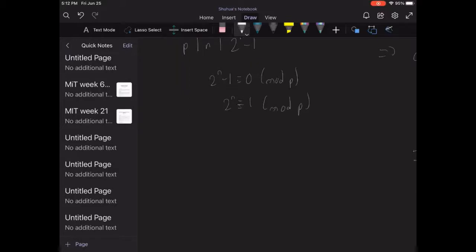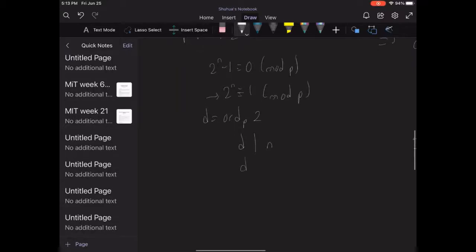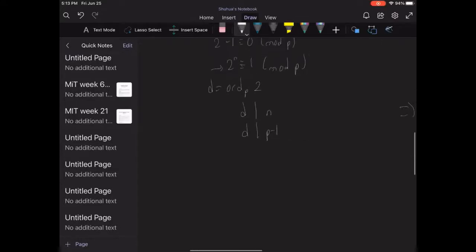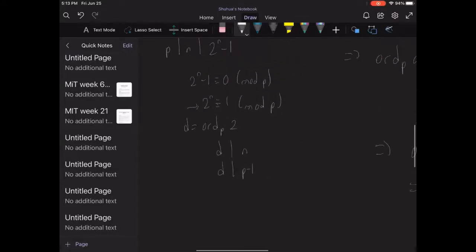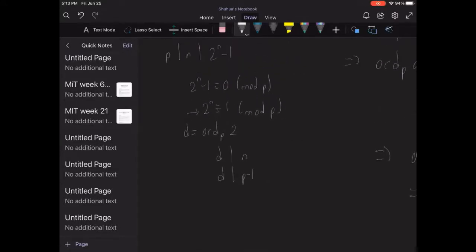So let's let d equal the order mod p of 2. This equation gives us that d divides n. And from Fermat's theorem, we have d divides p minus 1. So there's no immediate problem with this yet, but here's where the smallest prime trick comes in.